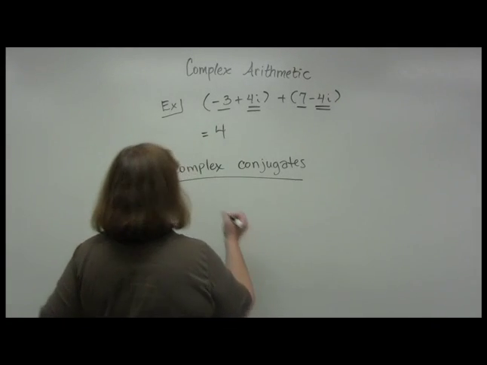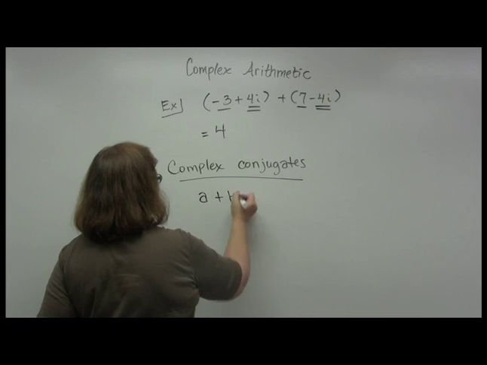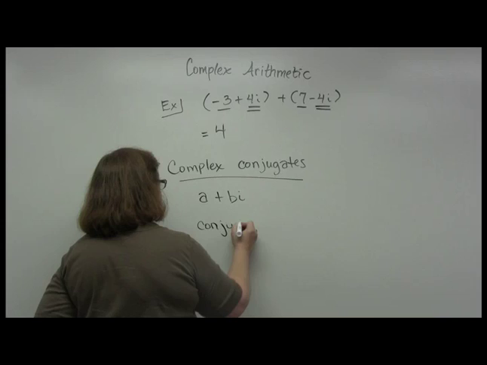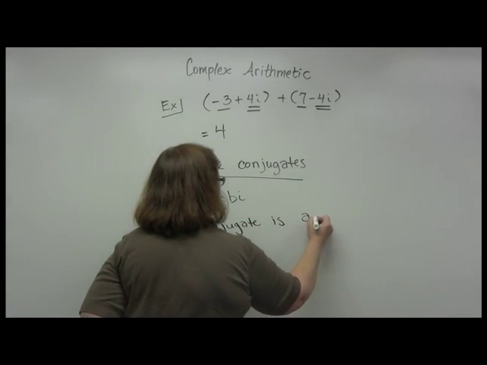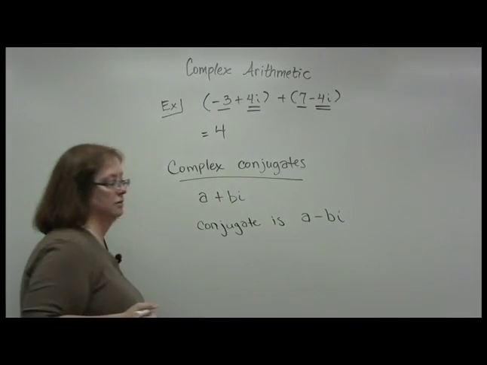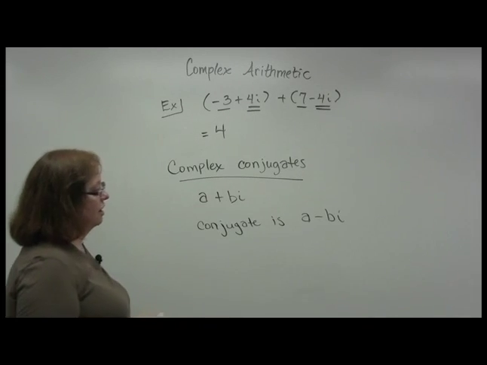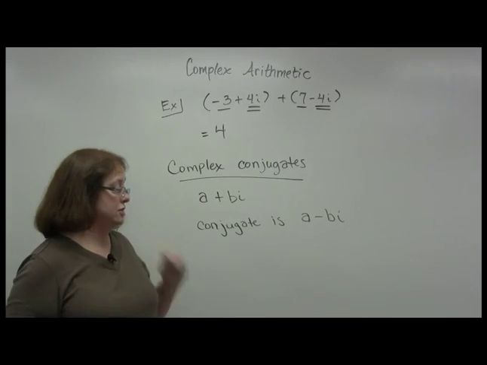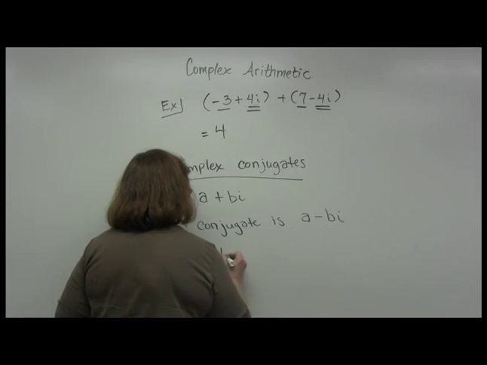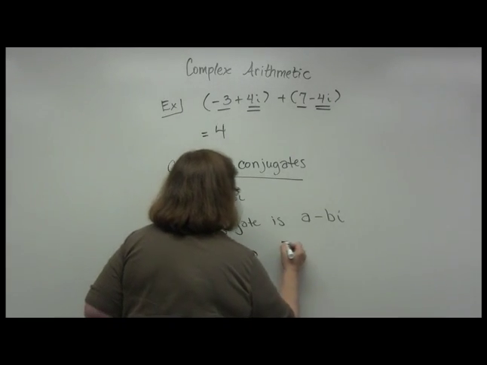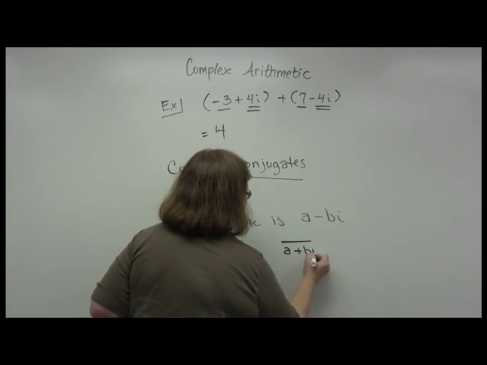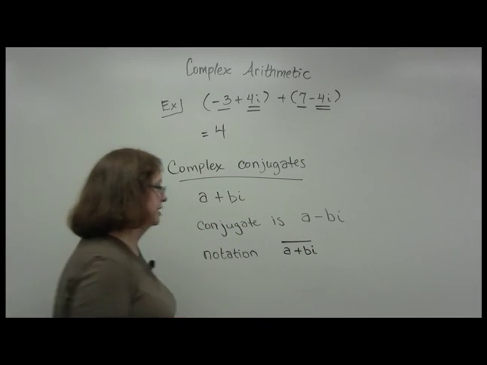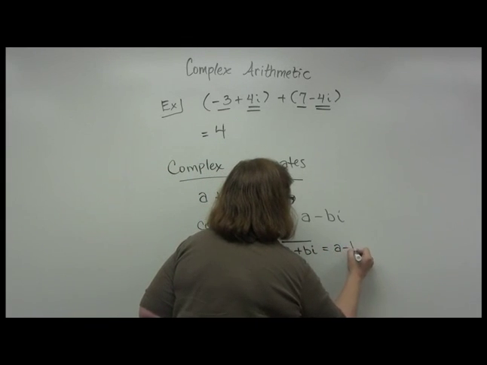So if I have something like a plus bi, the conjugate would be a minus bi. Similarly, if I were asking for the conjugate of a minus bi, it would be a plus bi. The notation for a conjugate is a bar over top. So the conjugate of a plus bi is what that bar over a plus bi means. And that would be a minus bi.